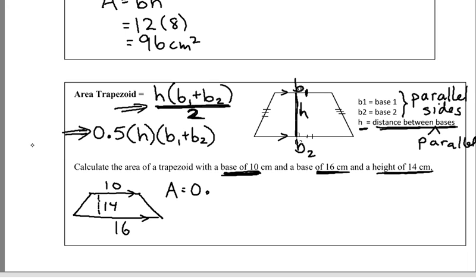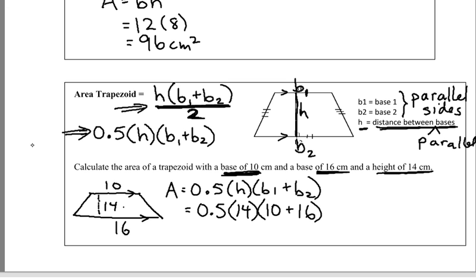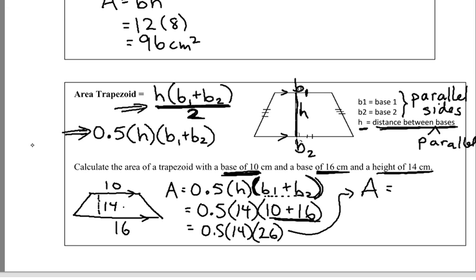So area is 5/10 times the height times the sum of the two bases. So we have 0.5 times the height, which we've identified as 14, but then we have to multiply that by the sum, meaning I need to add my two parallel sides. Order of operations tells me to do that first. The reason it's in brackets is you need to do the B1 plus B2 first. 5/10 times 14 times 26. And when you're finished with that, the area of our trapezoid will work out to be 182 centimeters squared.